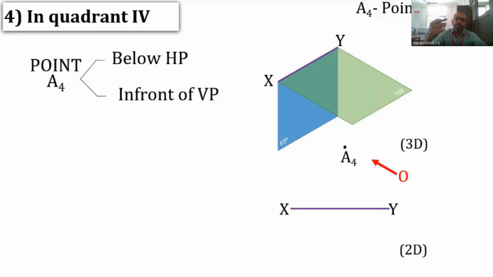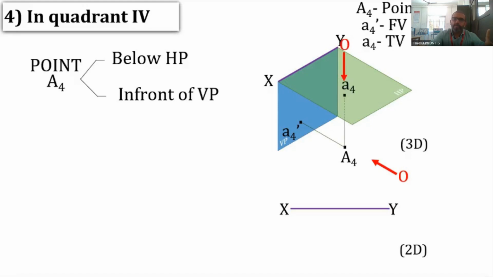And the object, the point, is in between the observer and VP, since it is in the fourth quadrant. An imagined ray of light starting from A4 and traveling perpendicular to VP gives us A4 dash, the front view. And the observer now moves to the top.